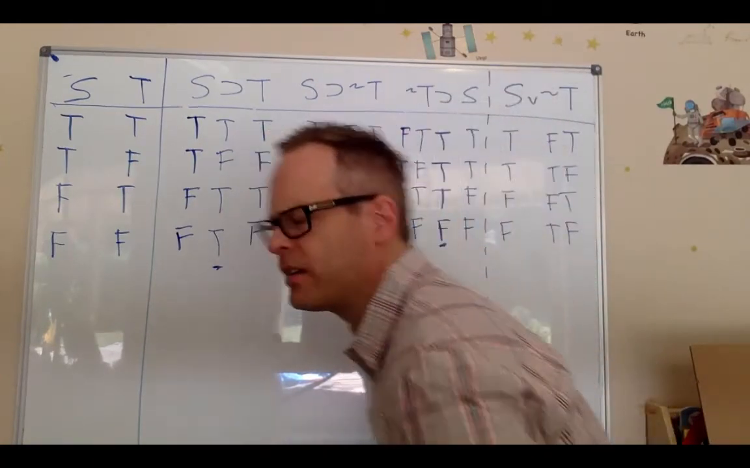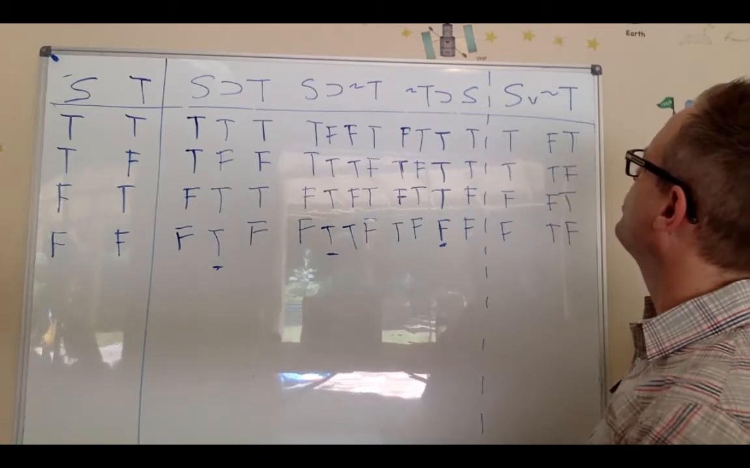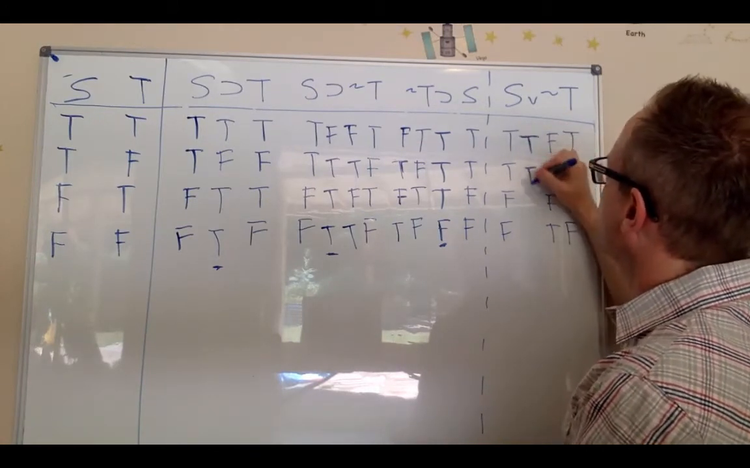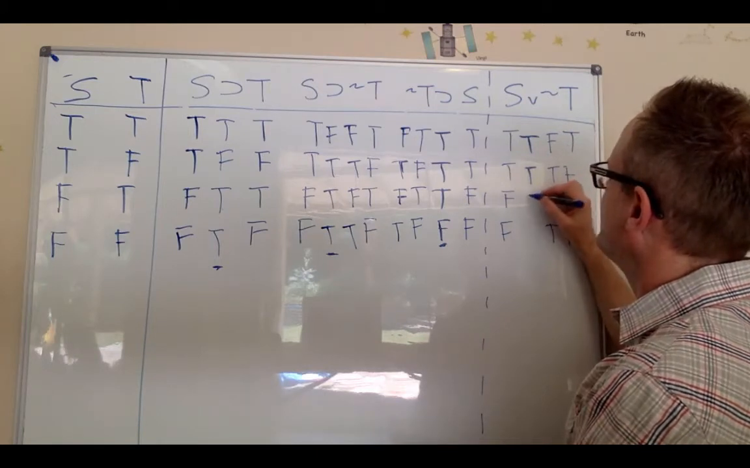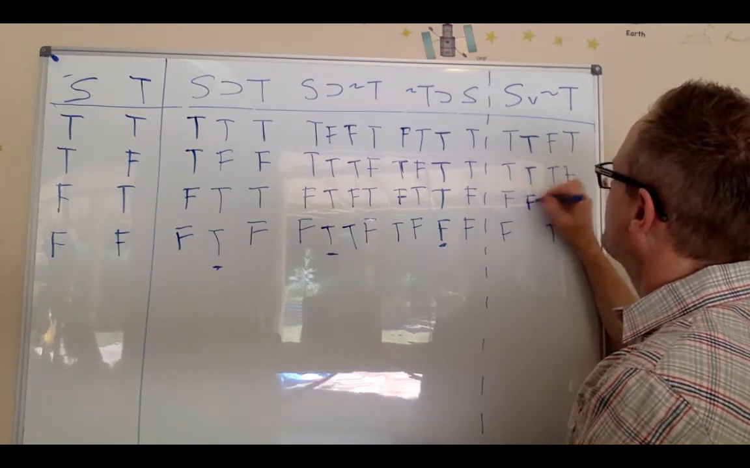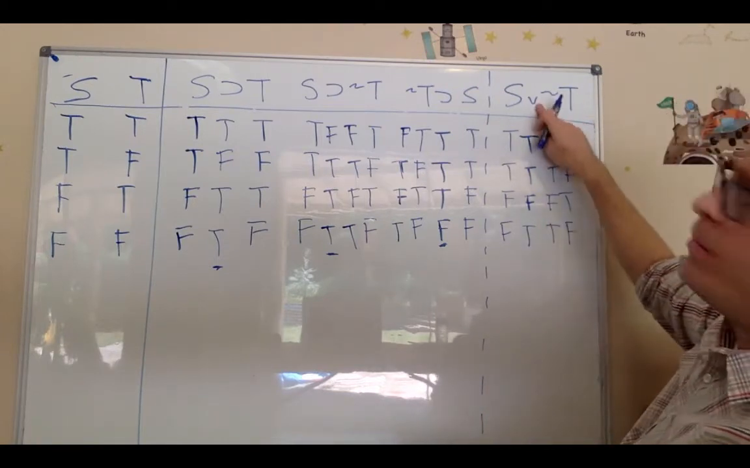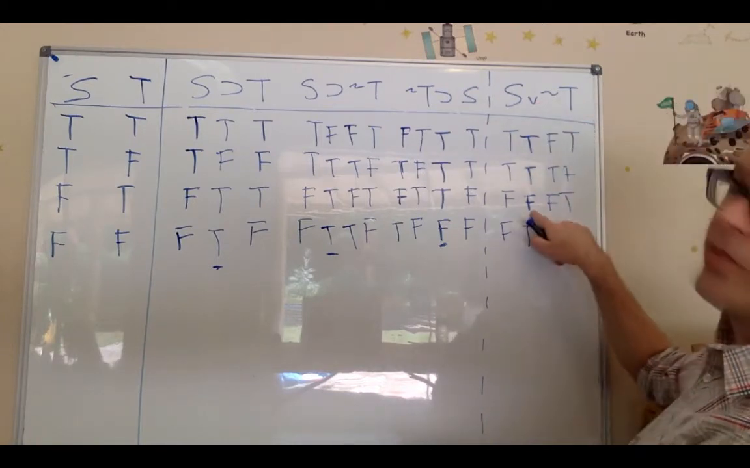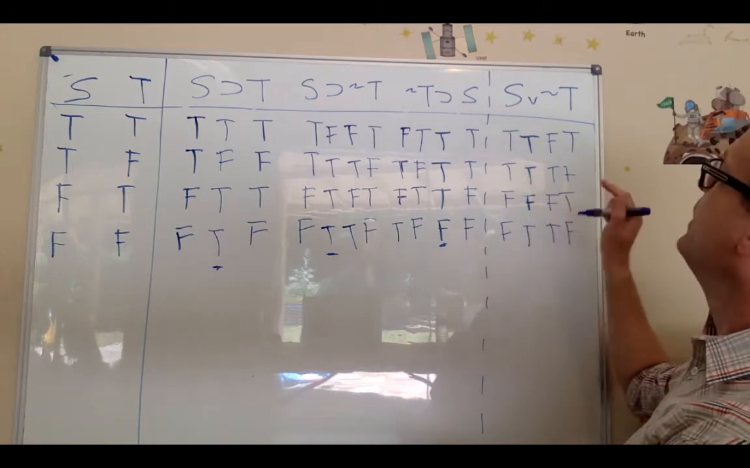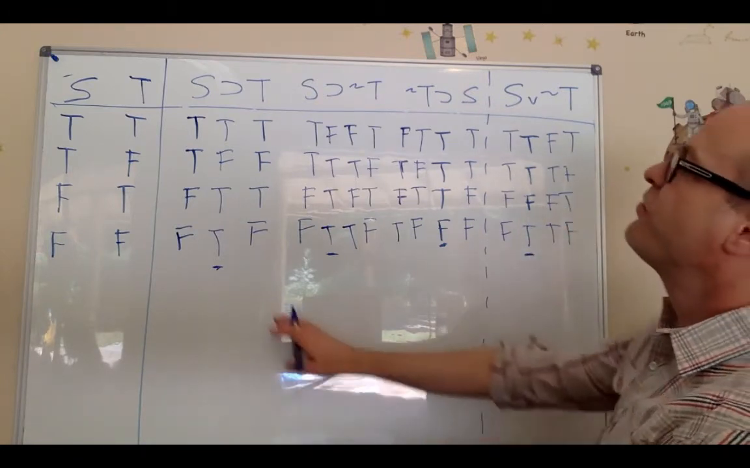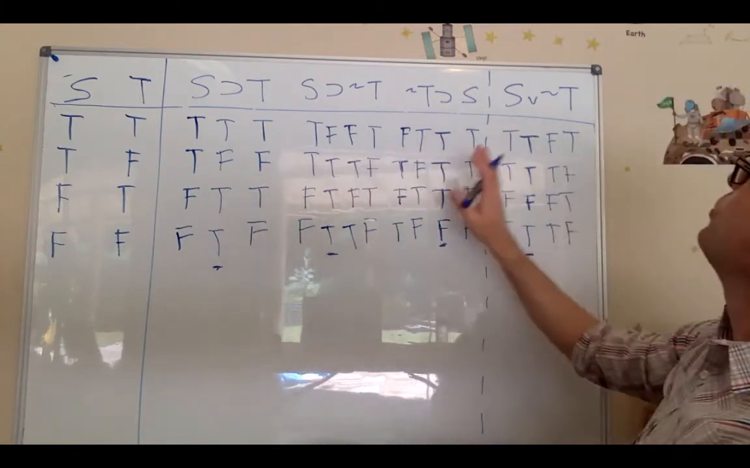Okay, now we're going to finish up here with our conclusion. True, false is true. True, true is true. False, false is false for the wedge, and false, true is true. So remember the wedge, both sides need to be false in order for the disjunct to be false, and we've done that here.